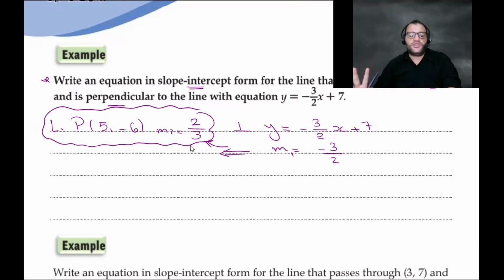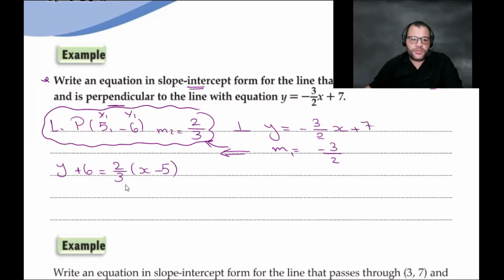You can find it in two ways. You can use the point-slope form, or you can use the y = mx + b formula. Which one do you choose? Okay, I will solve with the point-slope formula and also with another way. That's x1 and that's y1. So the equation is y minus y1, which is y plus 6, equals 2/3 multiplied by x minus x1, which is 5.